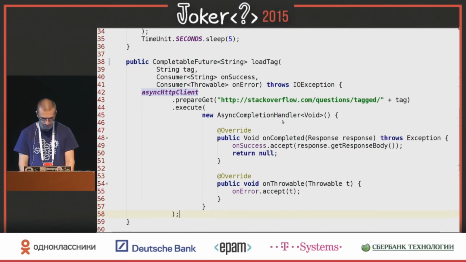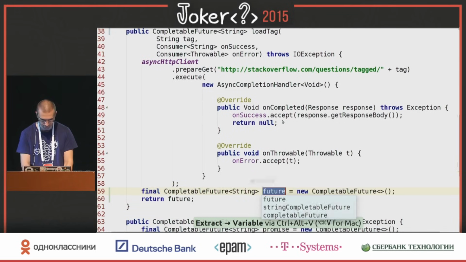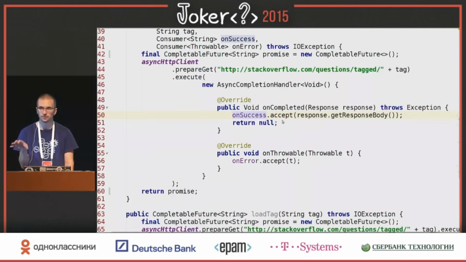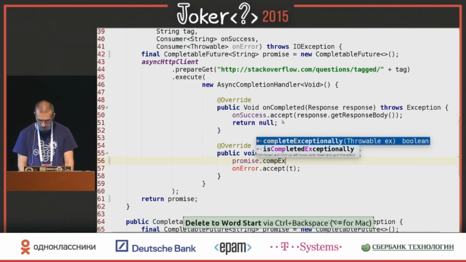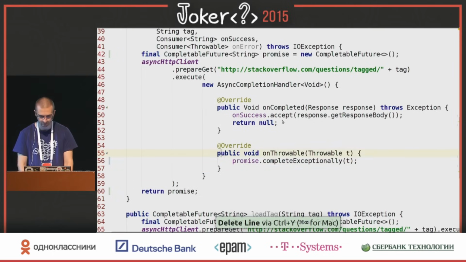So what I'm going to do is simply return that future, which is here. I'm going to call it promise and put it in the very front. So we haven't broken anything yet. What happens next is that rather than calling these two callbacks, are you still following what I'm doing, by the way? Okay, cool. So first, let's start from throwable. We have promise. What happens here? Great, I can write completeExceptionally with an exception. And we don't really need this callback anymore, because this information is going to be conveyed in the actual future.